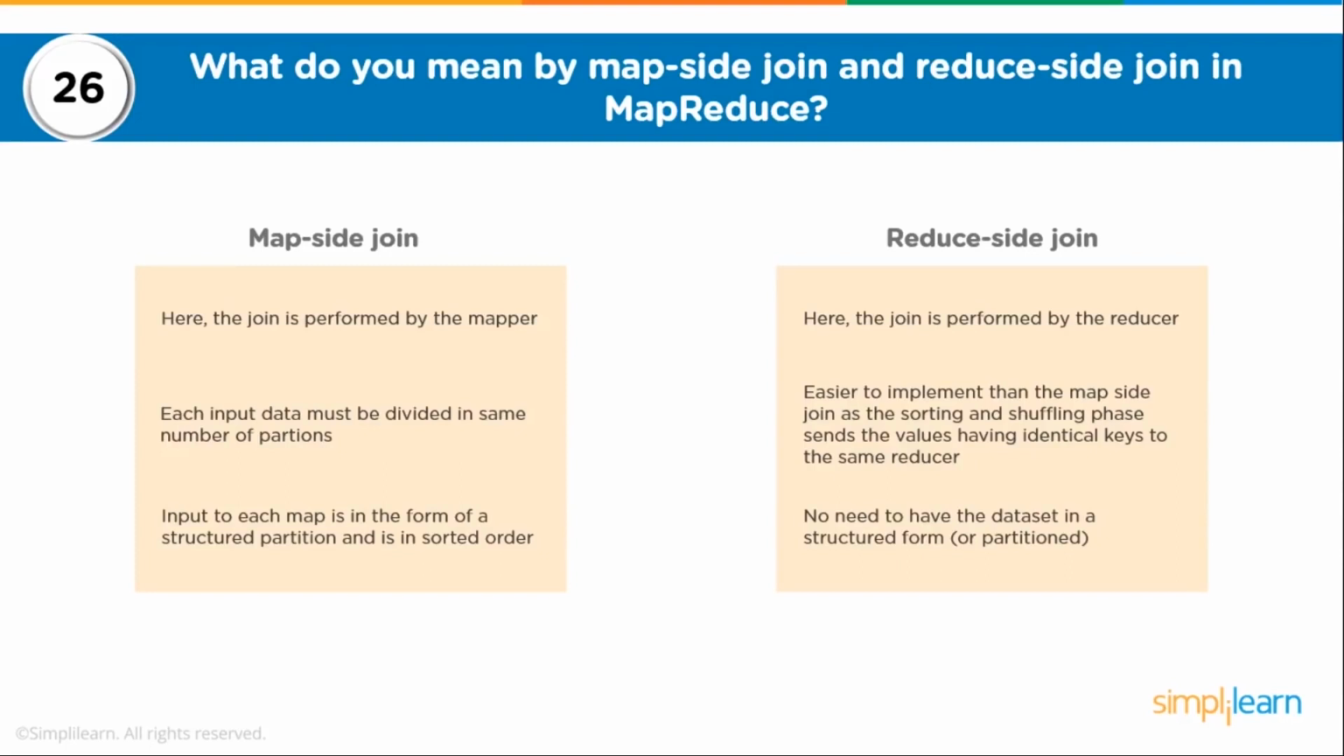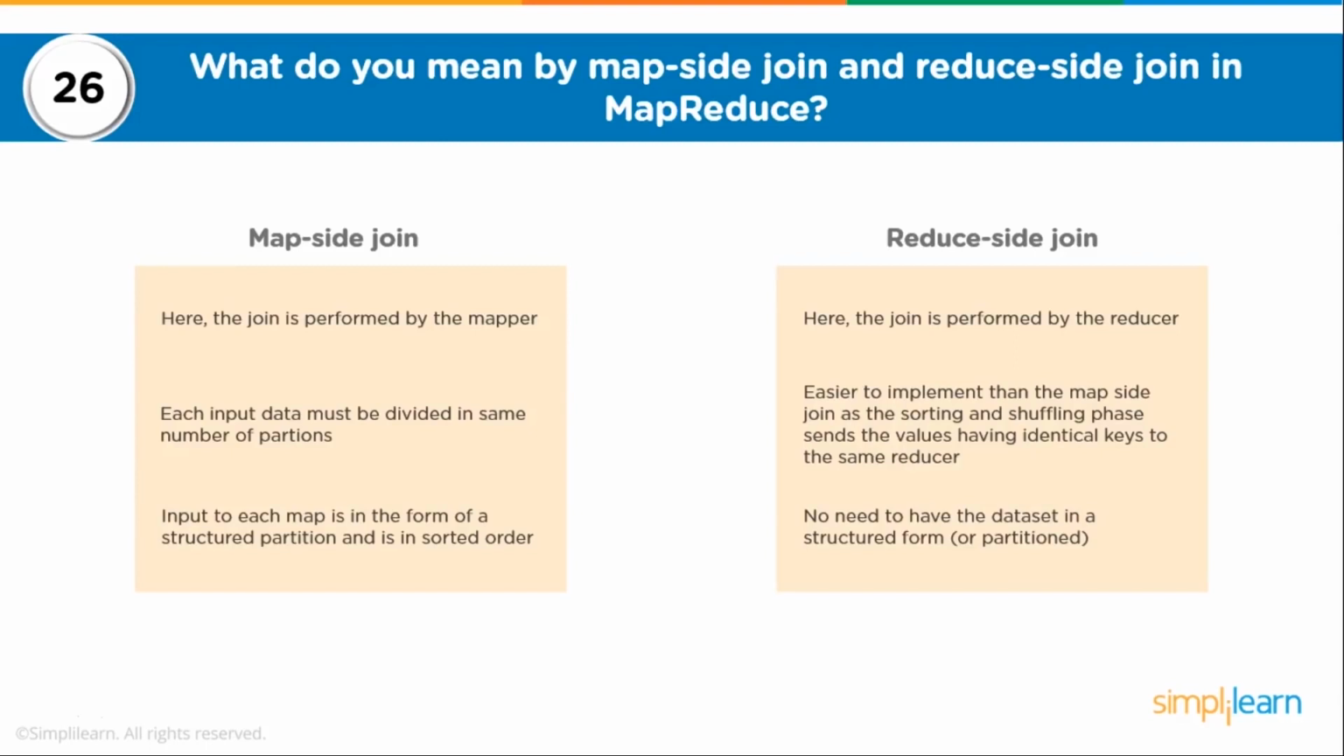So map side join, you can understand in a simpler way if you compare it with RDBMS concepts, where you had two tables which were being joined. It will always be advisable to give your bigger table as the left side table or the first table for your join condition, and your smaller table on the right side, which basically means the smaller table could be loaded in memory and could be used for joining. So map side join is a similar kind of mechanism where input data is divided into the same number of partitions.